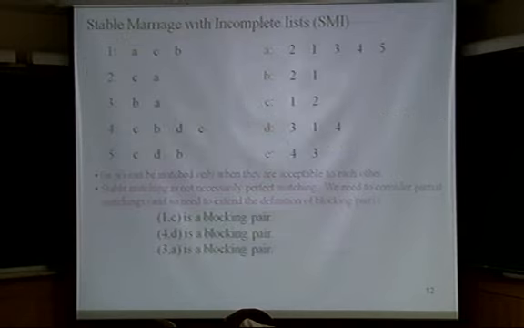The next one is SMI, incomplete preference lists. So far, we considered only perfect matchings. If there are n men and n women, the matching size is always n. But in this relaxation, the matching is not necessarily perfect, so we consider partial matchings. Let's consider this matching of size 3 to extend the definition of a blocking pair.